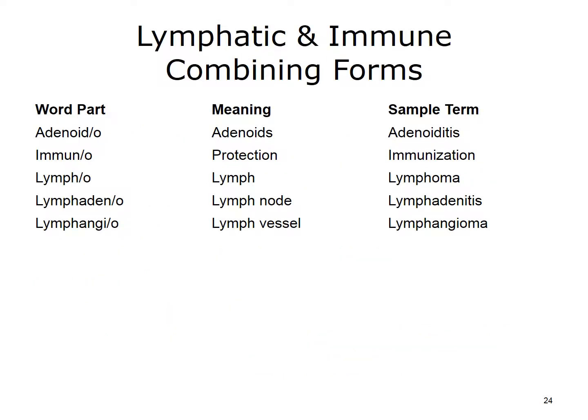Here are some key word parts for the lymphatic and immune systems along with their meanings. In the third column, you can see some of the medical terms that we can create by combining word parts. You should return to the online medical dictionary to hear the pronunciation and become familiar with the meaning of the created terms.